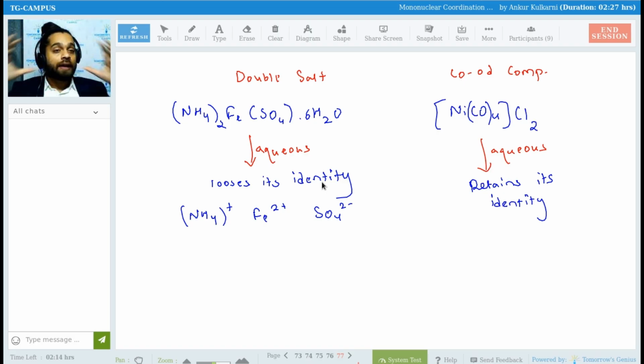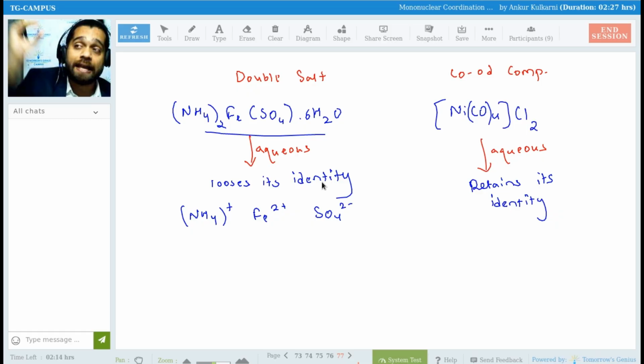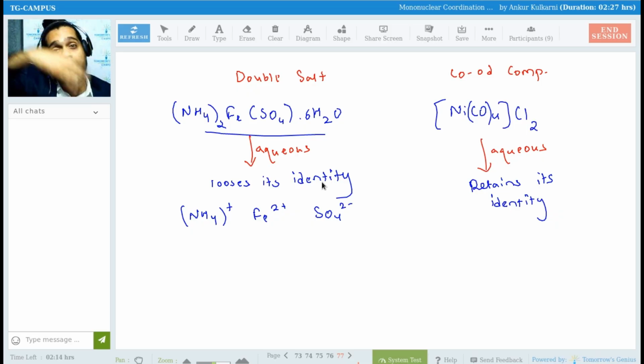Are you getting it, everyone? I do not have complete double salt, I do not have complete Mohr salt in my aqueous medium. As I put Mohr salt in the aqueous medium and stirred it, everything has turned into ions. I do not have Mohr salt as a whole together, and that is the meaning of losing its identity. It does not remain Mohr salt; it has become ions.